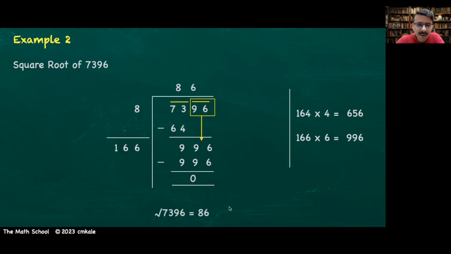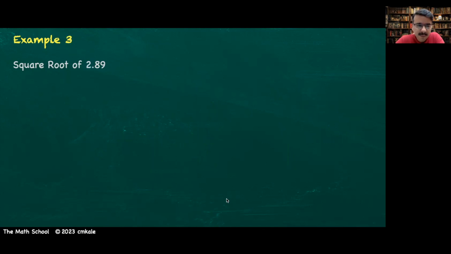So we have arrived at a solution. Excellent job if you have been following with me. Let's look at another example which involves a decimal number. Let's say we need to find the square root of 2.89.